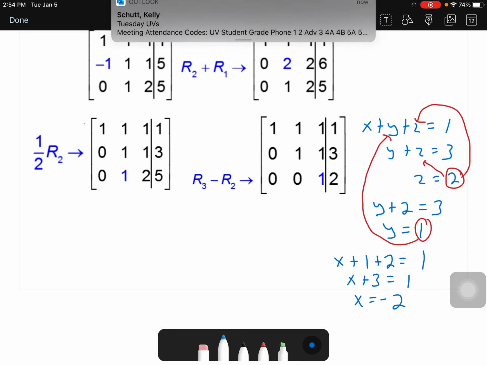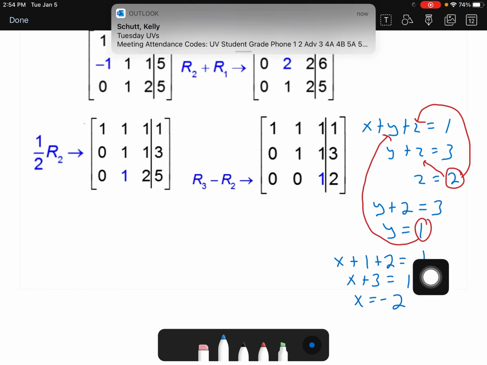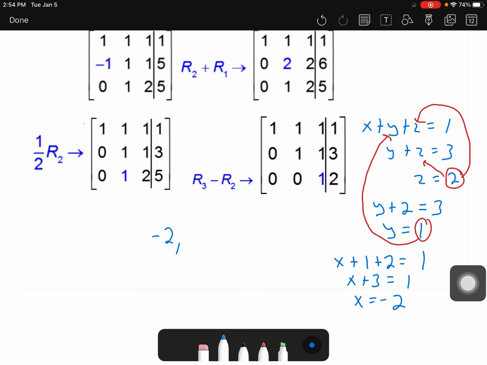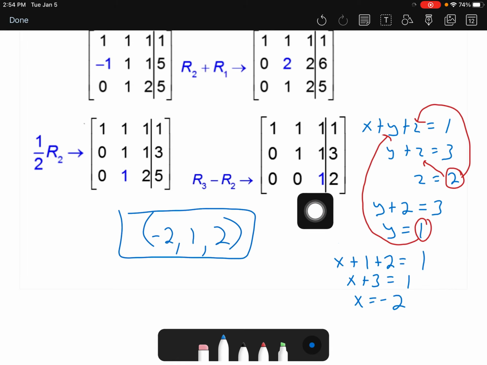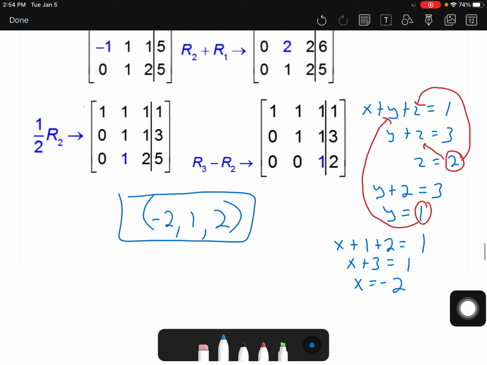Okay, so now I've got them all. I've got x equals negative 2. I've got y equals 1, and I've got z equals 2. So my ordered triple then, negative 2 for x, 1 for y, and 2 for z. Okay, so that would be my solution. All right, so once you get into this row echelon form, then we can solve it fairly simply because we already know what z is, and then we just have to back substitute twice.